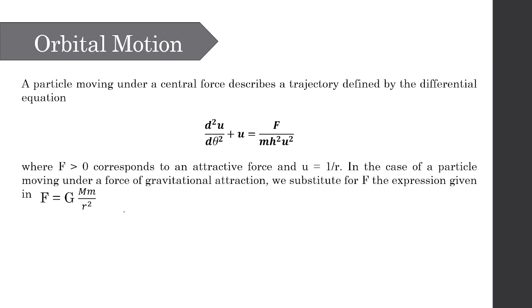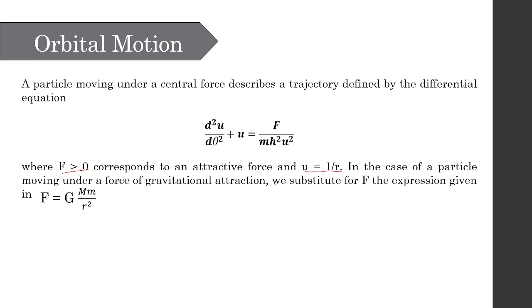Orbital motion trajectory defined by differential equation. d squared u over d theta squared plus u is equal to F, the force, over m h squared u squared, where F greater than 0 corresponds to an attractive force, and u is equal to 1 over r, or the reciprocal of the radius.